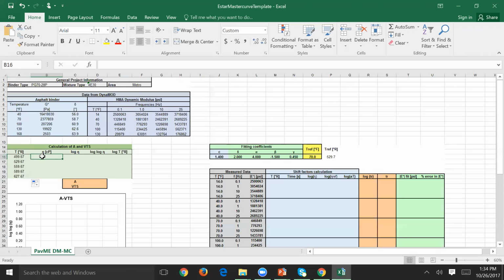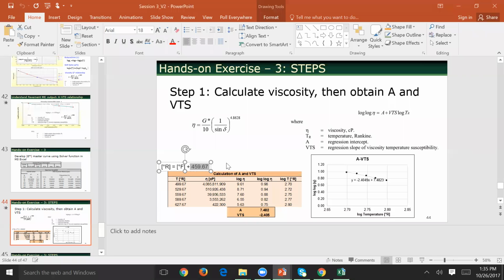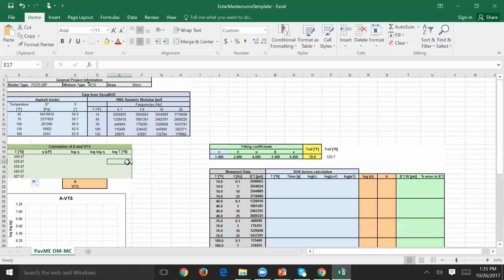Second, calculate the viscosity in centipoise. So here's the equation. Let me just copy this and paste it. You can do the same if you want. Let me paste the equation here.